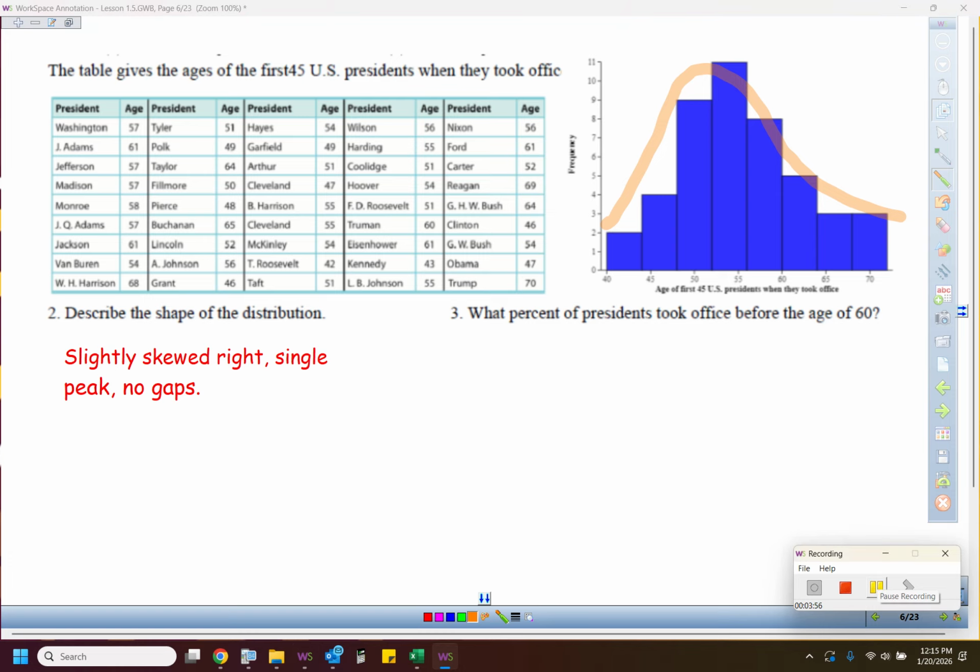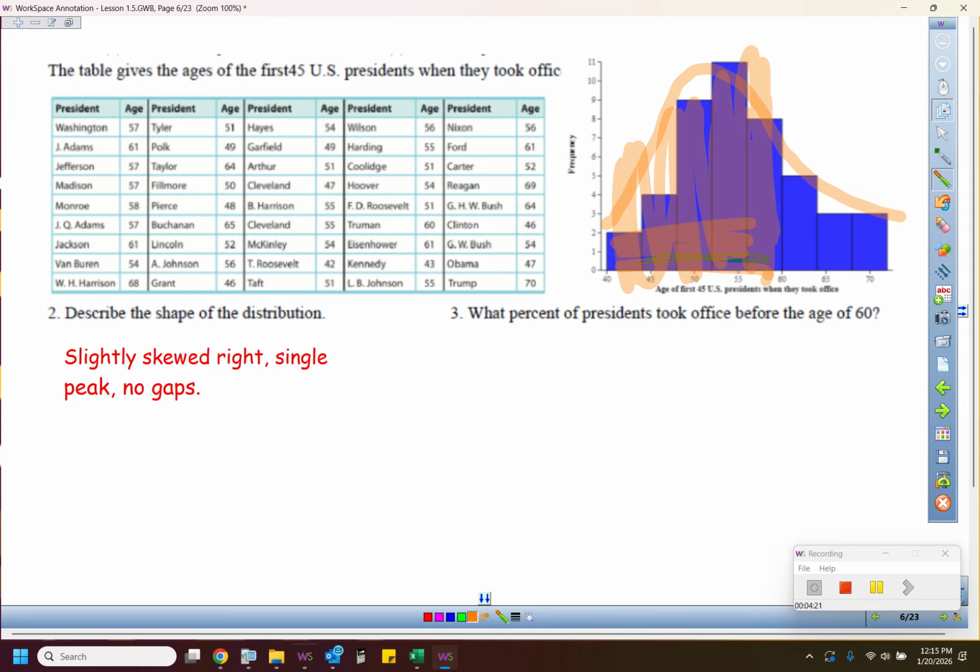And then here's kind of the crappy part of reading a histogram, especially on paper. On the computer, you can hover over it, and it'll tell you how many things are in the bar, right? But the crappy thing is it says what percent of presidents took office before the age of 60. So that's going to mean, in this pink one, everything in these bars right here. Are you kind of with me on those bars right there?